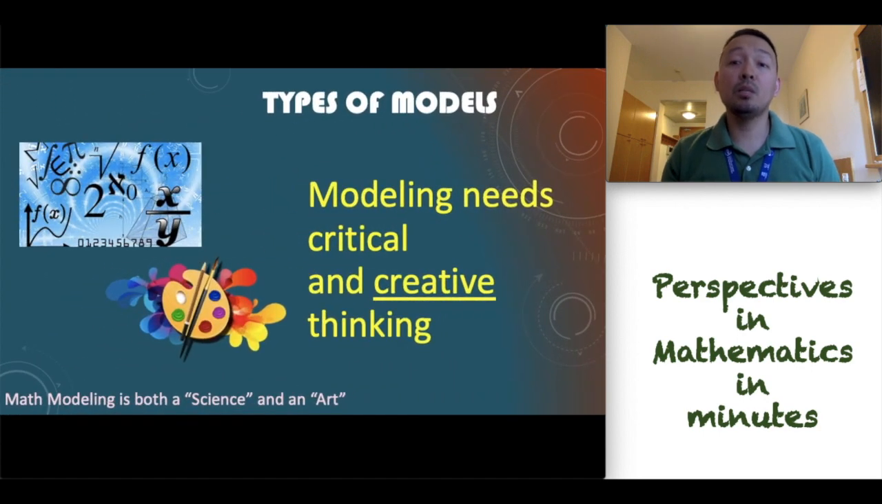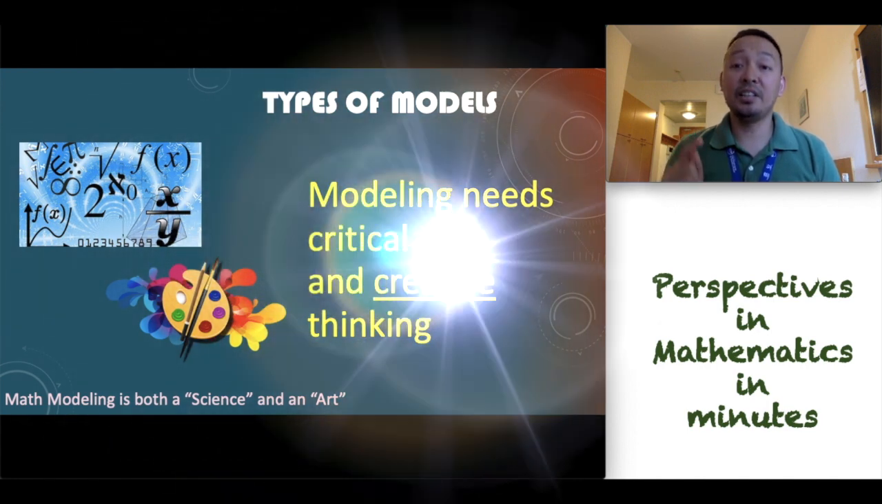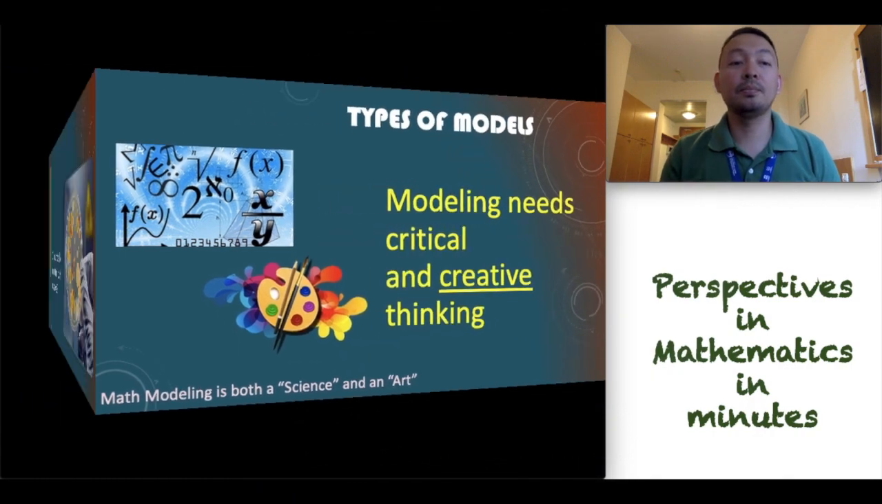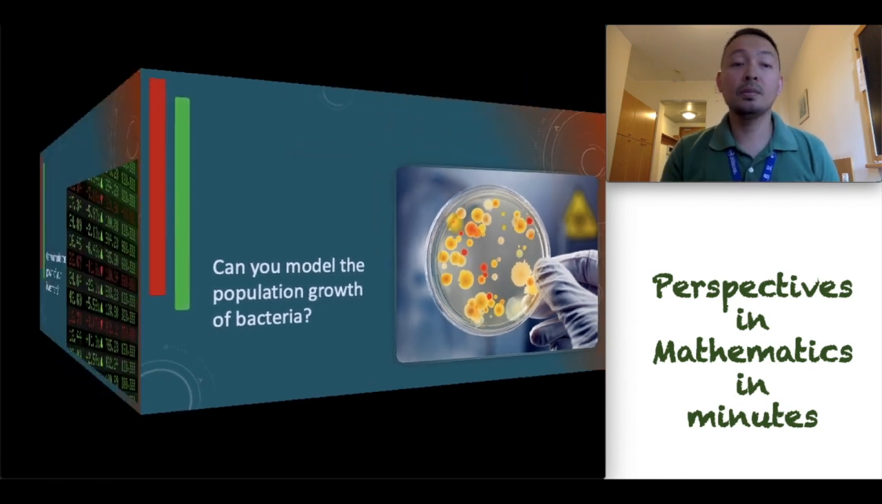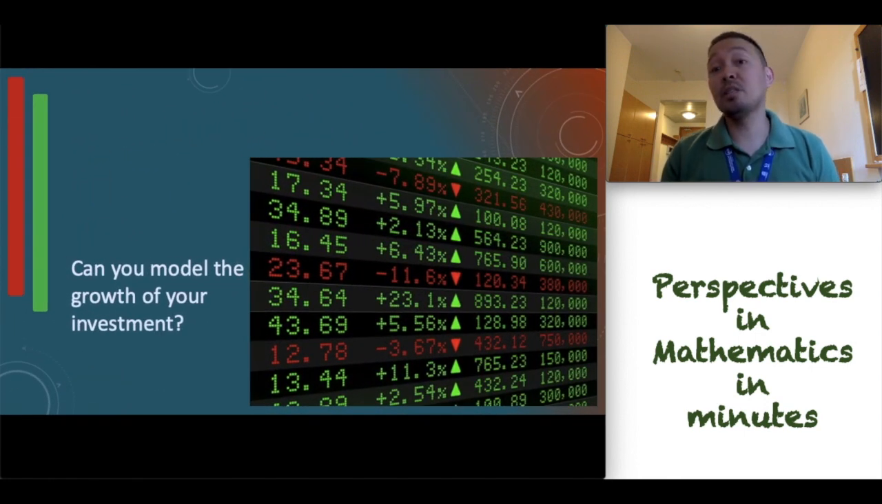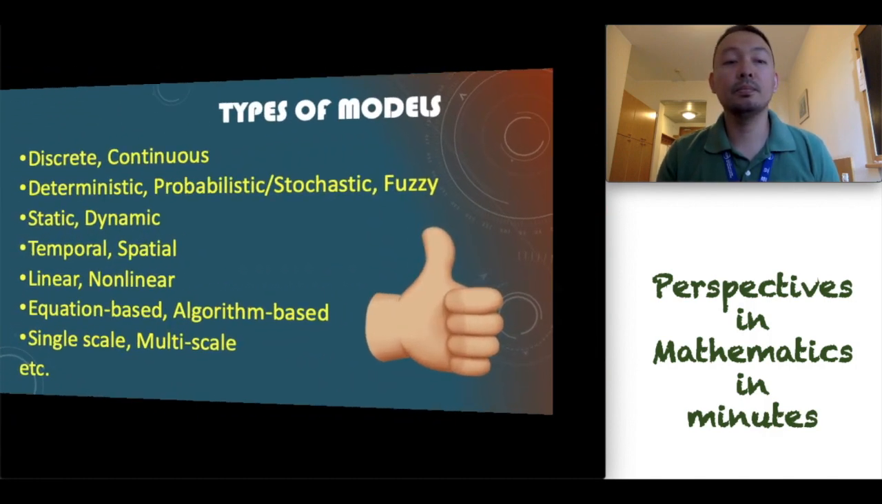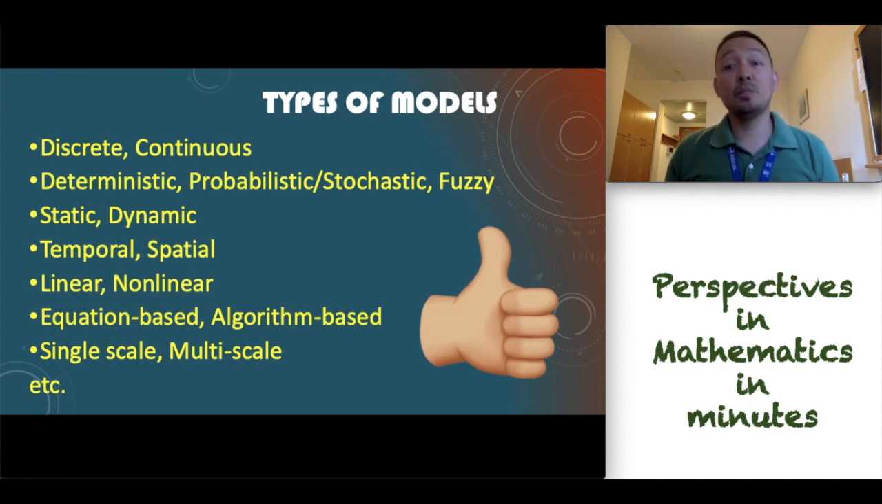When we are doing mathematical modeling, we need knowledge about the systems. In addition to that, modeling needs not just critical thinking, but also creativity. Can you model the population growth of bacteria? Can you model the growth of your investment? Did you know that there are certain models that use similar models in modeling growth of bacteria and growth of investments? There are other different perspectives on how we are going to categorize the models, but we are not going to discuss this in detail.